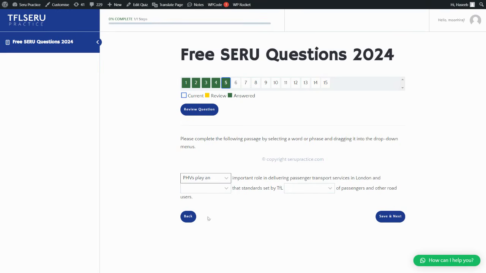As discussed earlier, when we have a plural subject, then the verb, which is the word play here, should also be plural. A singular verb ends with the letter S, whereas a plural verb does not need an S at the end of it. Here, the correct option for a plural subject must be a plural verb because they should always be in agreement. PHVs play an important role in delivering passenger transport services in London, and it is essential or it are essential. We know that it is singular, therefore the verb should also be singular.